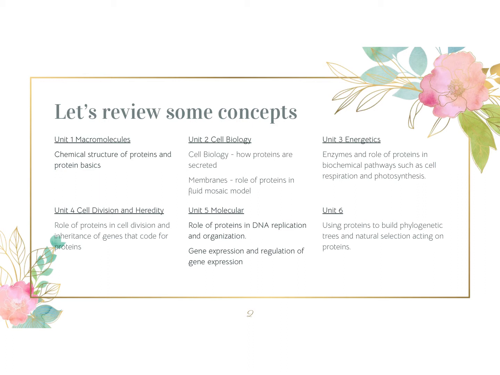In Unit 4, we're going to talk about the role of proteins in cell division, in regulating the cell division, and how they help the process of cytokinesis. We're also going to talk about how genes that code for proteins are inherited. Then in Unit 5, we're going to talk about the role of proteins in DNA replication and organization. And we're going to talk about gene expression, which is how the proteins are made, and the regulation of gene expression. In Unit 6, we're going to be looking at how we use proteins to build phylogenetic trees and how variations in the proteins are subject to natural selection.